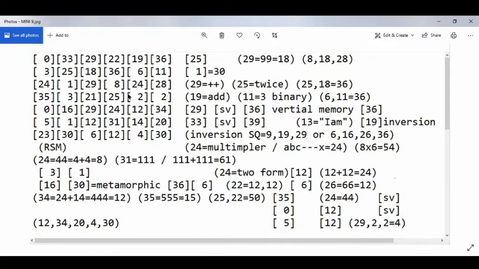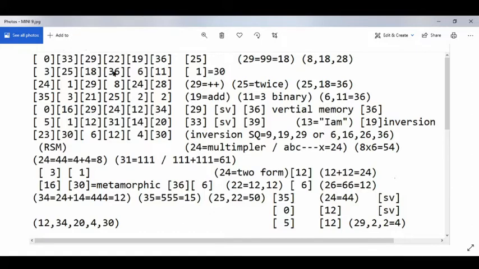I'd like to talk about this sequence right here. This 25 carries the twice statement, and it sees the 18, and in virtual memory it creates 18 18, and 18 plus 18 is equal to 36.